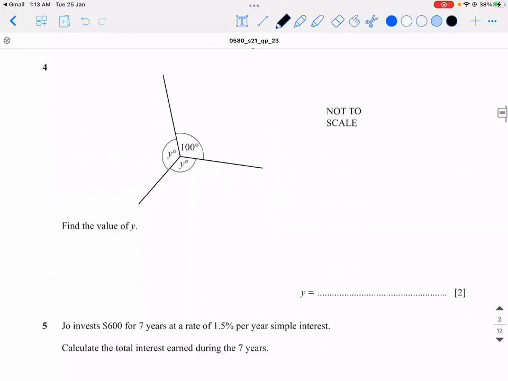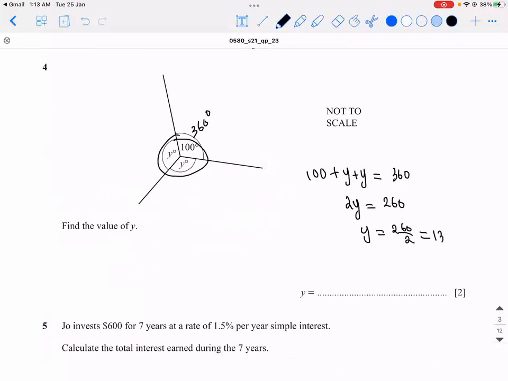Okay, move to next question 4. Find the value of y. So we know that angles around a point add up to 360 degrees. Am I right? So 100 plus 2y altogether add up to give 360. So 2y is equal to 260. You can bring this 100 to the other side. Therefore y has to be 260 over 2, which is 135 degrees. So what is our answer? 135 degrees. Is that clear?